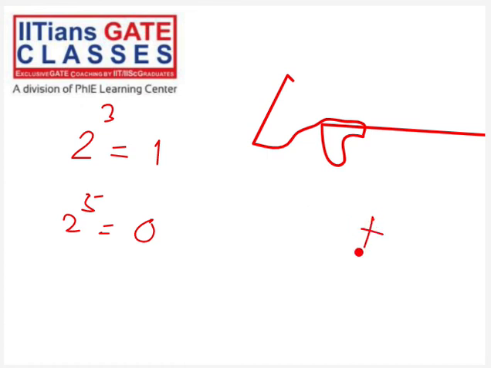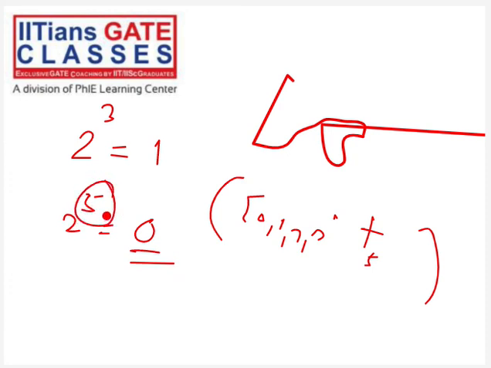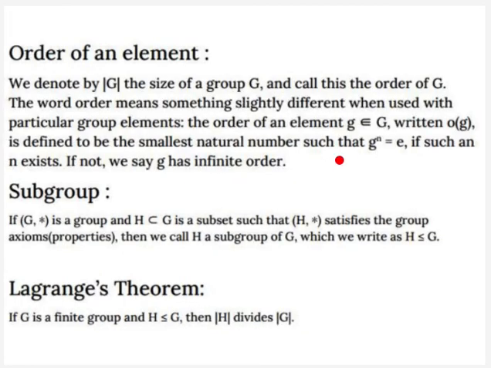You can check it out in our modulo 5 example, with 0 1 2 3 4: 2 power 5 will become 0. So this 5 is the order of 2. Of course, 2 power 10 is also 0, and 2 power 15 is also 0, but the smallest natural number is called the order of 2. So this 5 is the order of 2. This is the definition of the order of an element. It is a simple definition, and you can just check it out.